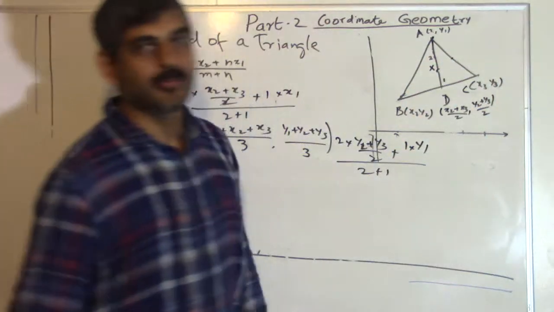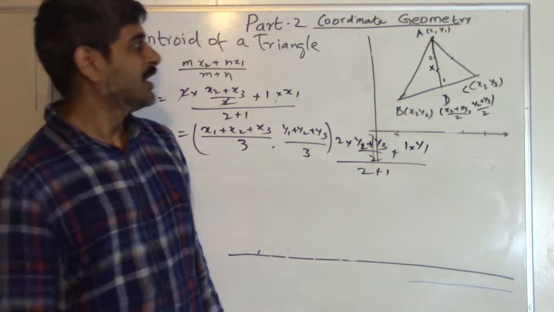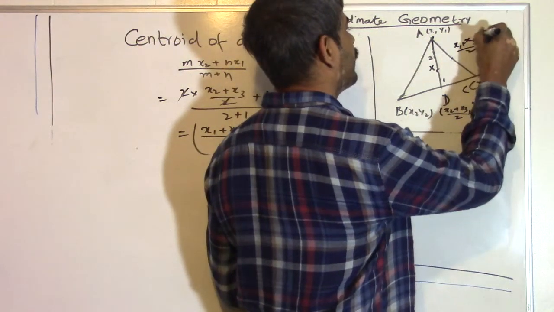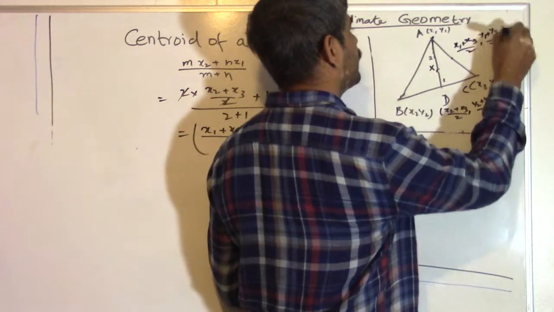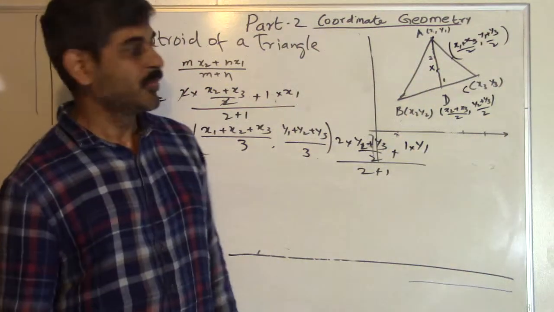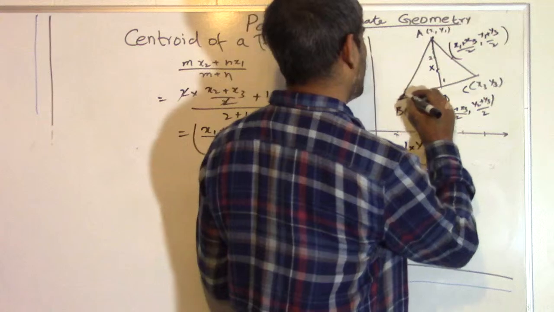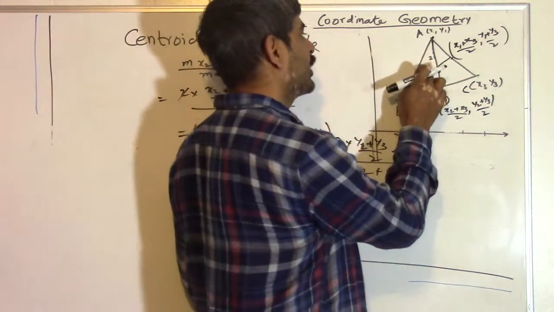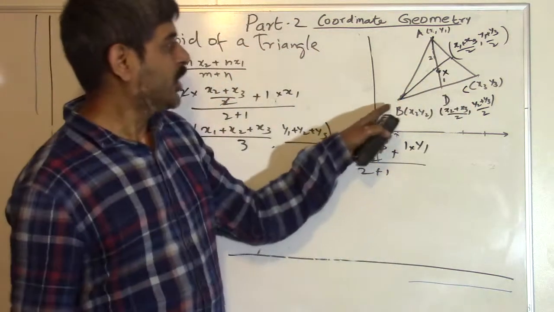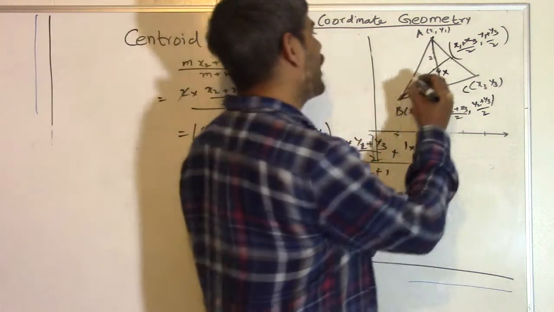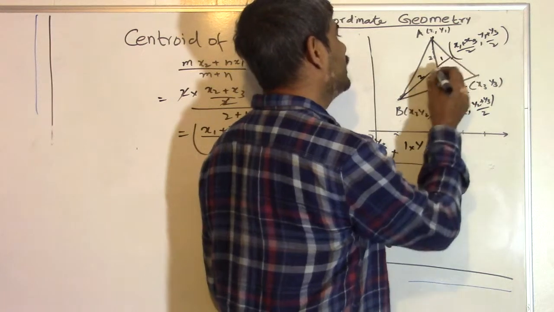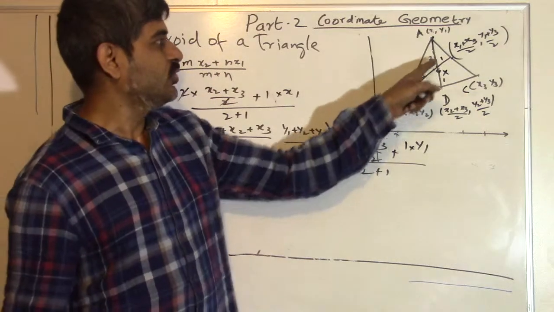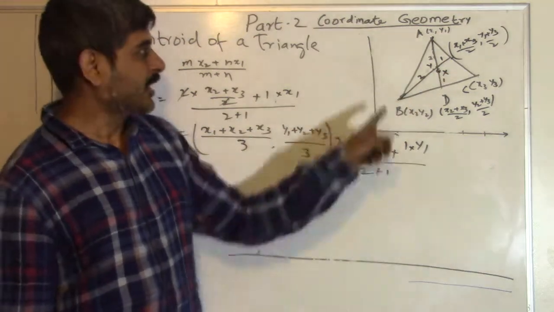If I try to find the midpoint of A and C, that will be x1 plus x3 divided by 2 and y1 plus y3 divided by 2. And then I join this line. This is my point x here. I join this line, and then I'm trying to find a point which divides this line in the ratio 2:1. And I can do the same thing here.